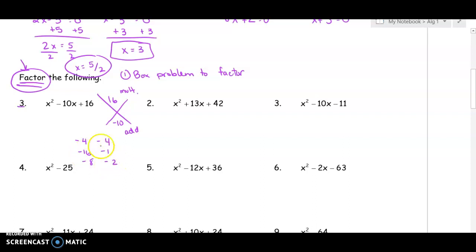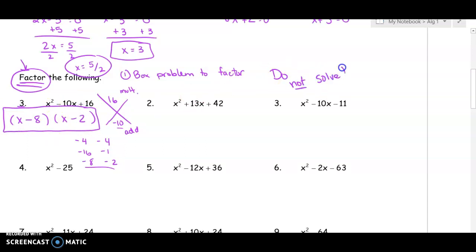All right, the one that's going to end up making it add up to negative 10 is negative 8 and negative 2. You make your two sets of parentheses, put your x at the beginning of both. Since it's a negative 8, you put a minus 8, negative 2, you put a minus 2. And this will be your answer. Don't go any further. Do not solve these ones. It doesn't say to solve. There's no equal sign, so that's all you're going to do.